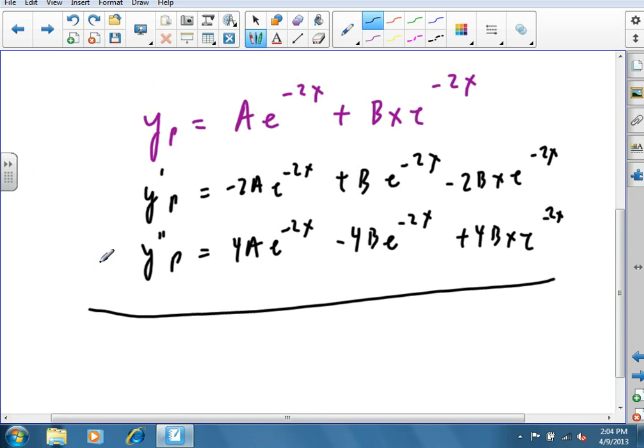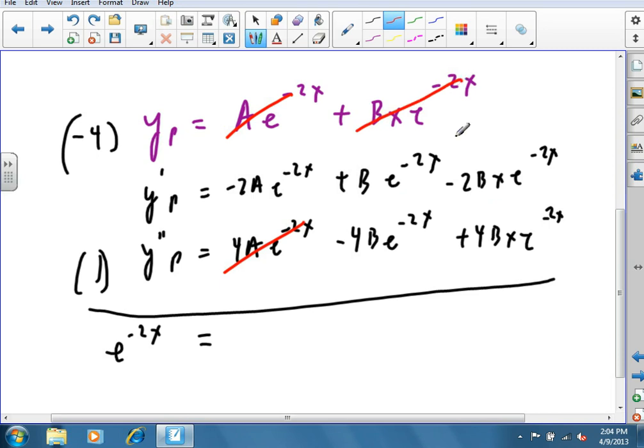And I want one of them minus 4 of him, and when I get done I have to have e to the minus 2x. Okay, so I got 4 minus 4, minus 4 plus 4. So the only thing I have left over is minus 4b e to the minus 2x, and I need a 1 there, so that means that b has to equal minus 1/4.